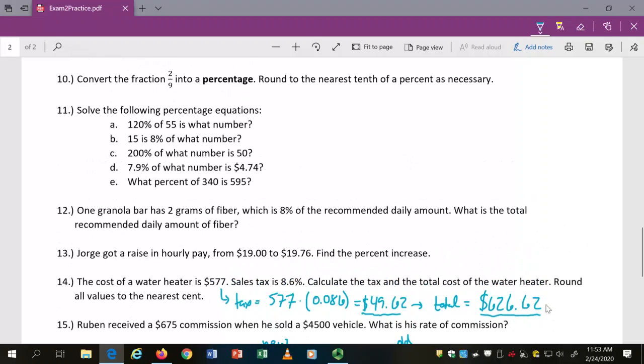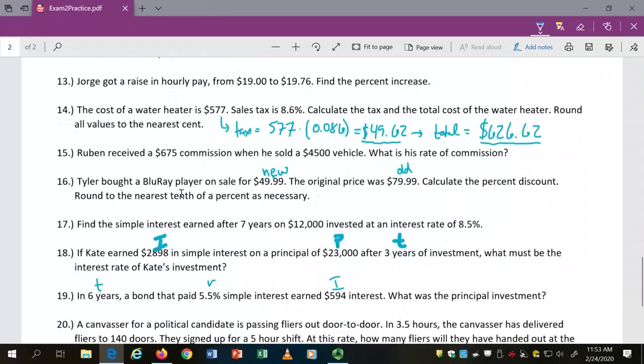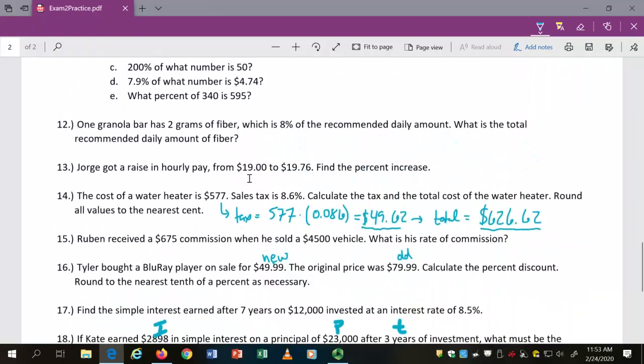So this one is actually like the Blu-ray player one. It's a percent change problem, except in this case, he's gone up. In the Blu-ray example, it went down, but in this case, he's gone up. So if you use the formula I was showing you before, you always take the new minus the old and divide it by the old. And so he's making 19.76 now. He was making 19, and we always divide by where it started.